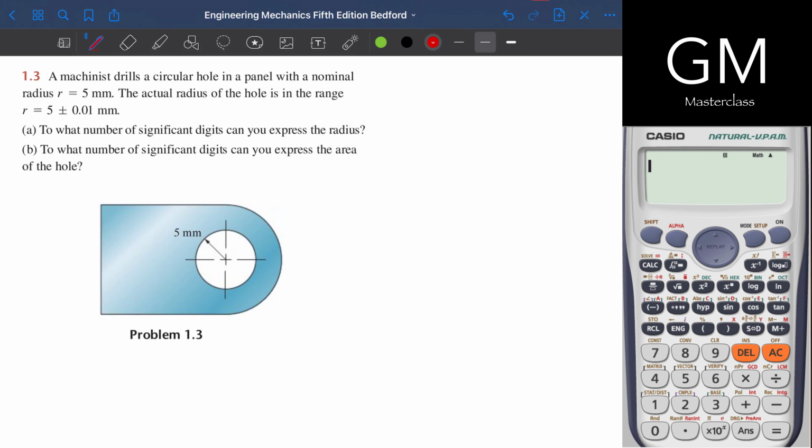Okay, we're going to solve this problem. The problem says a machinist drills a circular hole in a panel with a nominal radius r equal to 5 millimeters. The actual radius of the hole is in the range of r equal to 5 millimeters, plus or minus 0.01 millimeters. So the first question is, to what number of significant digits can you express the radius?